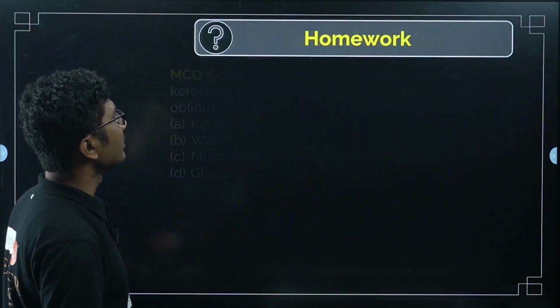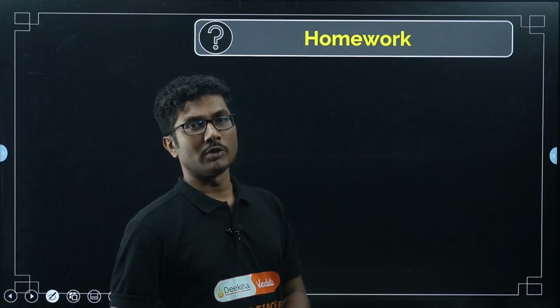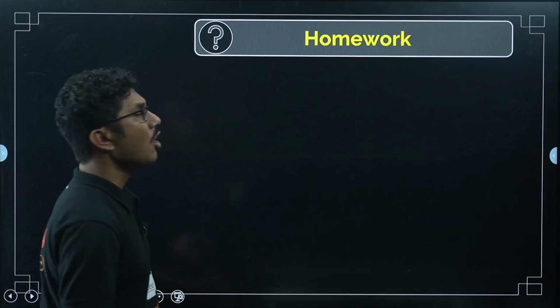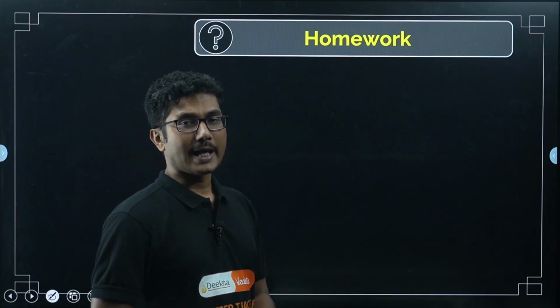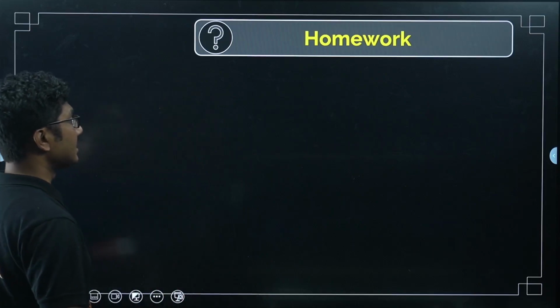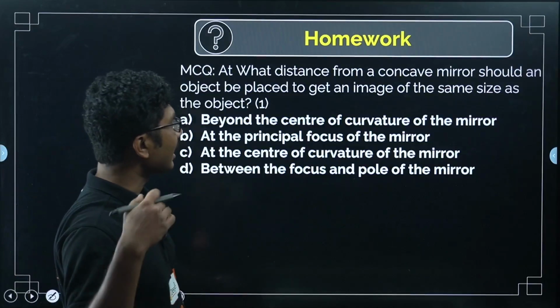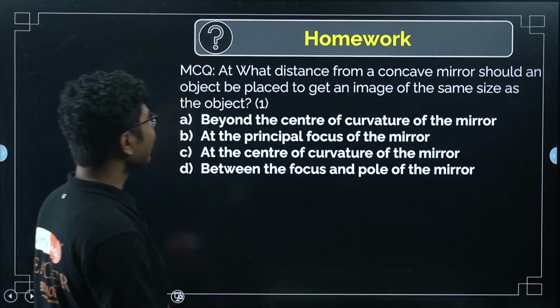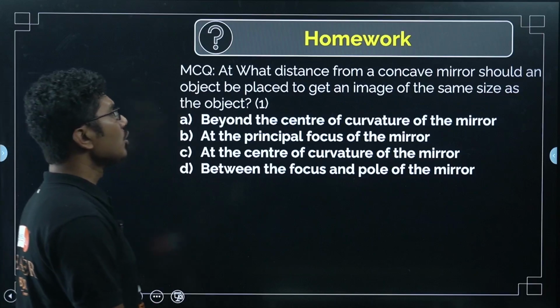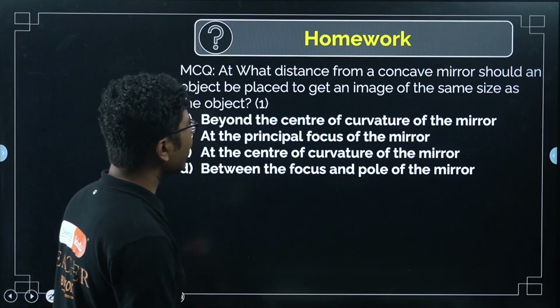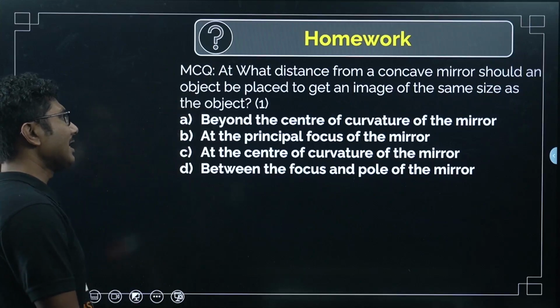Now let's move on to the previous day's homework problems. Now we are going to solve all the homework problems that I gave you in the last class of mine. At what distance from a concave mirror should an object be placed to get an image of the same size as the object?